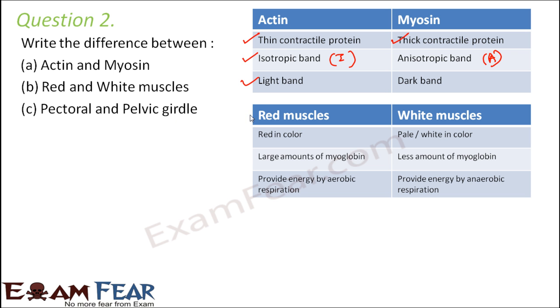You remember I told you there are one set of muscles which are rich in a pigment called myoglobin, and due to the presence of myoglobin they are red in color. Whereas there is another set of muscles which have less amount of myoglobin and therefore they are pale in color or white in color. So red muscles receive their energy by aerobic respiration because they have a lot of mitochondria and they also have oxygen containing myoglobin. Whereas white muscles receive energy by anaerobic respiration because of lack of myoglobin and also fewer mitochondria being present.